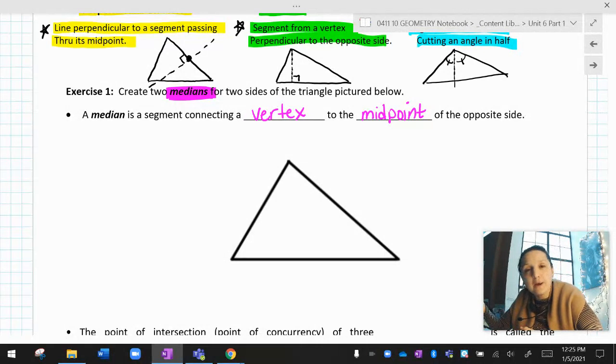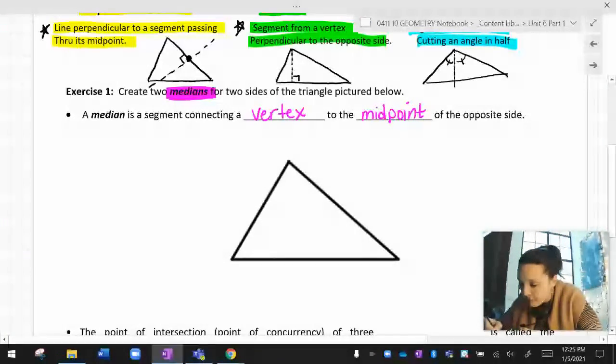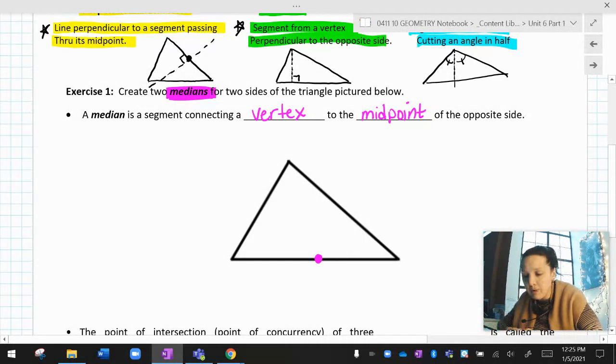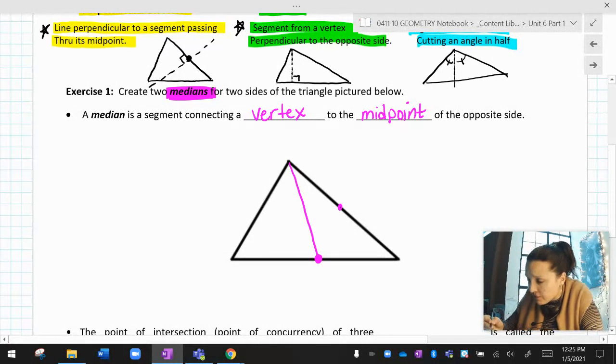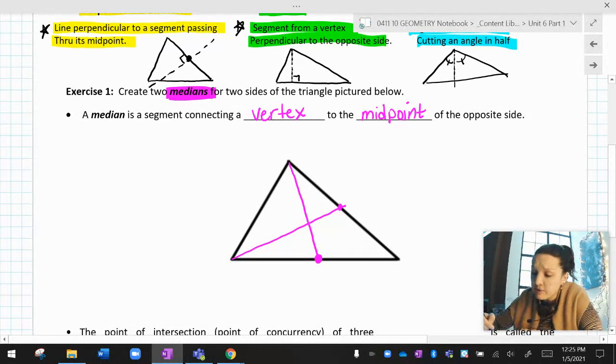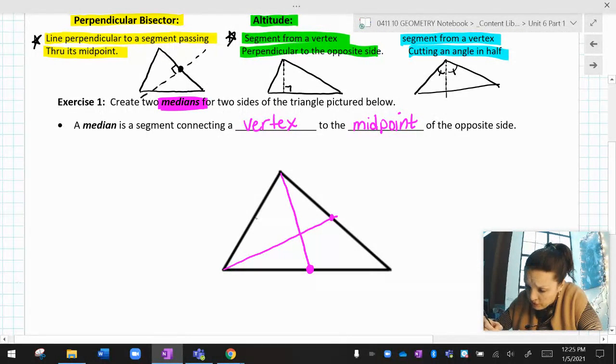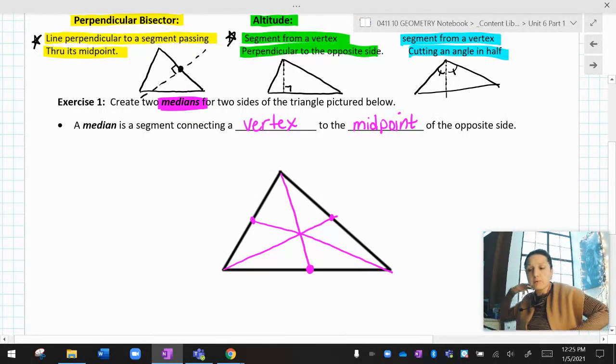If I wanted to find a median for this triangle, I'm going to look at the bottom. I'm going to estimate where the midpoint is. I'm going to say it's about there. And then I'm going to connect a vertex to a midpoint. That's a median. Then I'm going to pick another random side. How about this right-hand side? And I'm going to find another midpoint and then connect it. And that's another median. I could even draw a third median if I wanted to. Put that here. And that would be my third median.